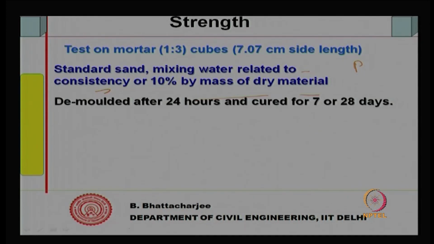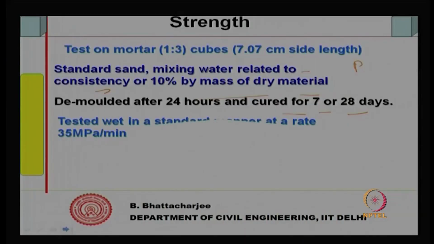So, then these cubes are cast, demolded after 24 hours and cured for 7 or 28 days. This casting is done in a standard manner, even compaction is done in a standard manner. The vibration has to be in a standard mold, standard vibrating machine, everything else is standardized. You use standard cement, standard sand, only cement is the variable.